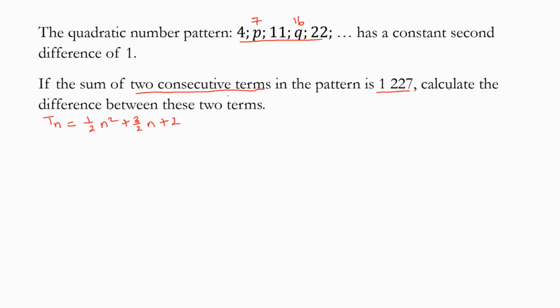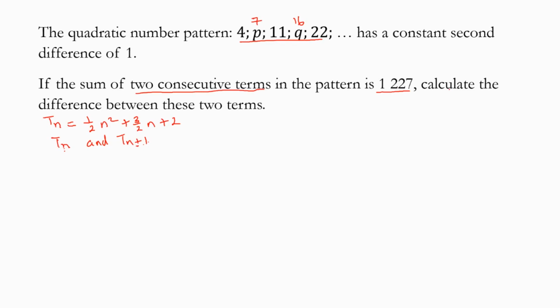Consecutive terms are the terms that follow each other. So it means we have Tn and Tn plus 1. Tn is followed by Tn plus 1. Like if we have term 2, then we have term 2 plus 1, which would be term 3. If it's term 4, then this one will be term 5. If this one is term 10, this one is term 11. So we have Tn followed by Tn plus 1.